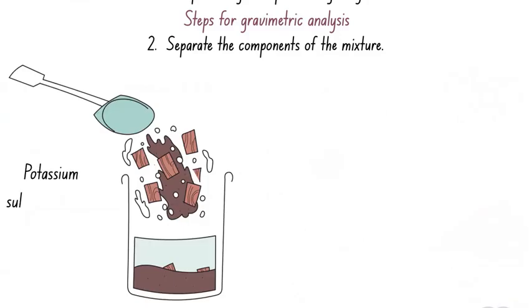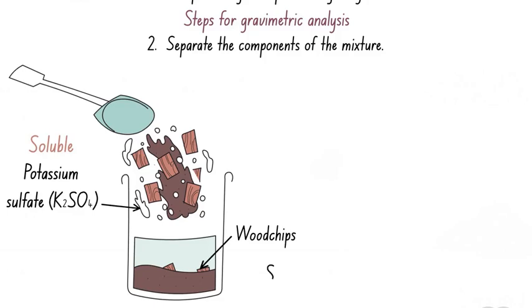Meanwhile, potassium sulfate is soluble in water, whereas wood chips and soil are not. Thus, the potassium sulfate can be extracted using the physical property of solubility. Can you identify any separation techniques that depend on differences in solubility?